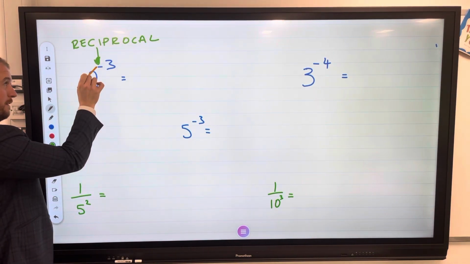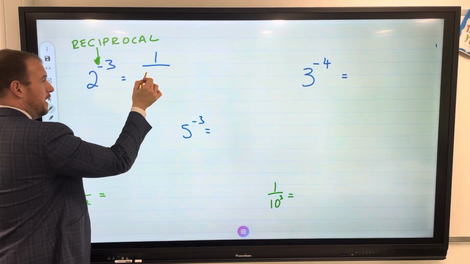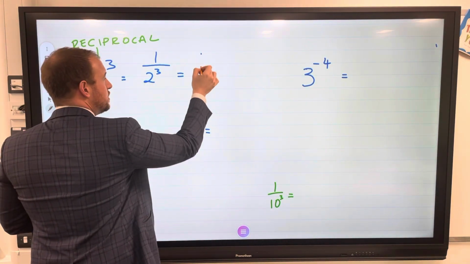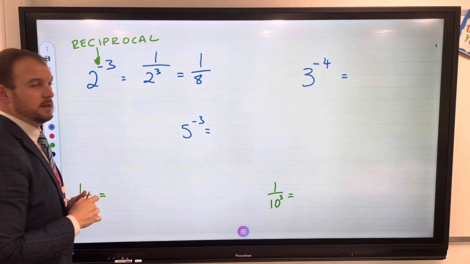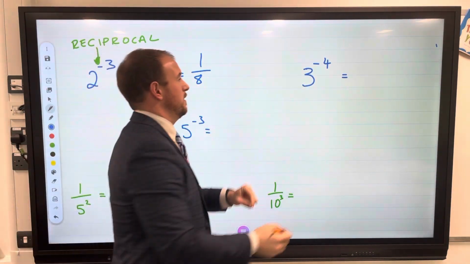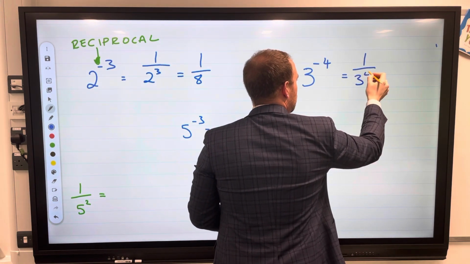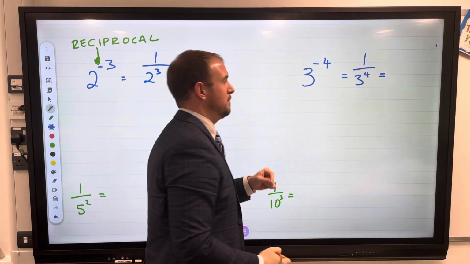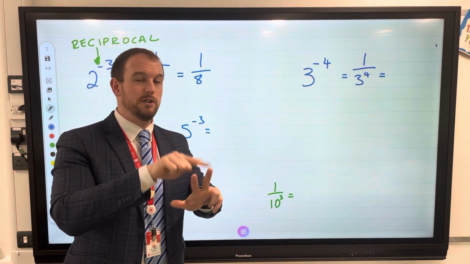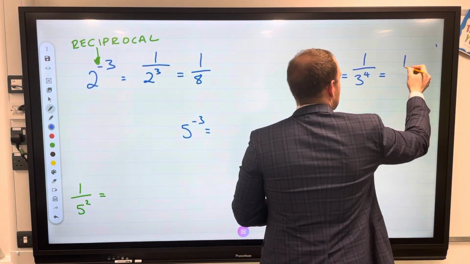So if that means reciprocal, that means 1 over, and then 2 cubed left over. 2 cubed is 8, so that must be 1 over 8. Over here, negative means 1 over 3 to the power of 4. 3 to the power of 4 is 81, because 3 times 3 is 9, 9 times 3 is 27, 27 times 3 is 81.